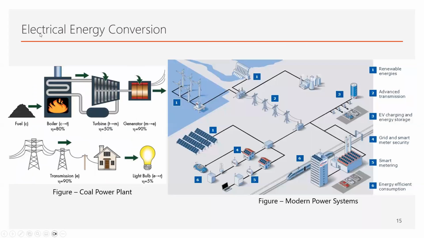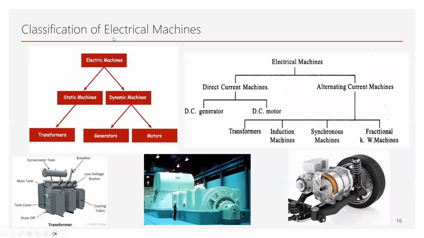In case of electricity, I told you that in a conventional or modern power system, we have electrical energy conversion in every aspect: in generation, in transmission, in distribution, and in consumption. I've already mentioned this, so I'm not going to talk too much about it. Let's go forward. Classification of electrical machines.